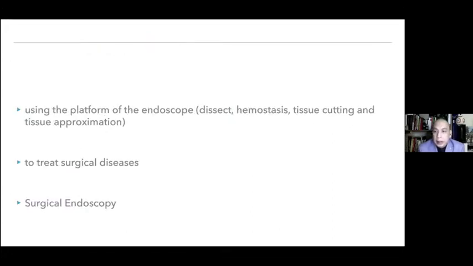But using the platform of the endoscope to translate dissection, hemostasis, tissue cutting, and tissue approximation to treat surgical diseases might be the main encompassing definition of surgical endoscopy. So we'd like to treat surgical diseases using the platform of the endoscope.